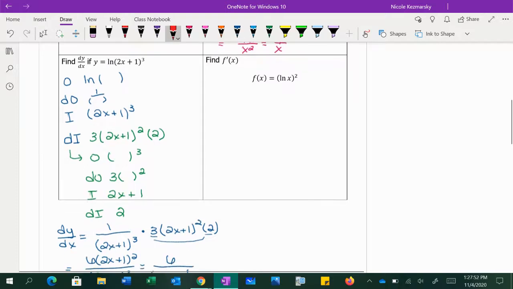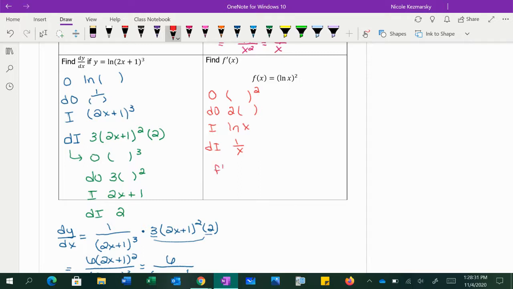For the next example, this one is different from the one that we just did because the natural log is inside the parentheses. So the squared applies to the natural log, whereas in the example we just did, the cube did not apply to the natural log. So our outer this time is just going to be parentheses squared, which means the derivative of the outer is 2 times parentheses. The inner is going to be natural log of x, and the derivative of the inner is 1 over x.